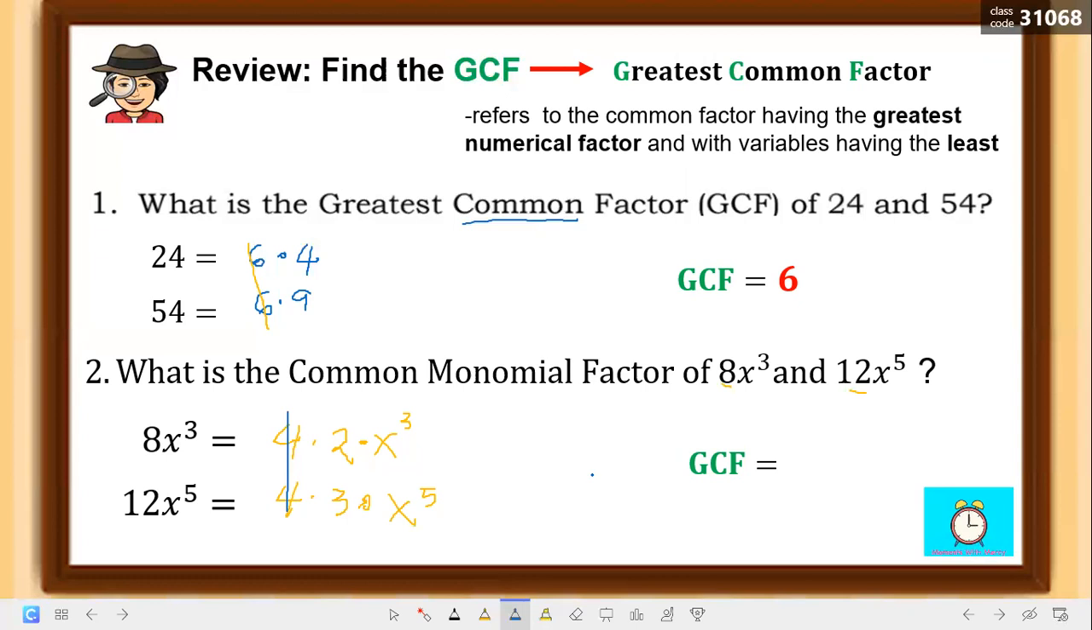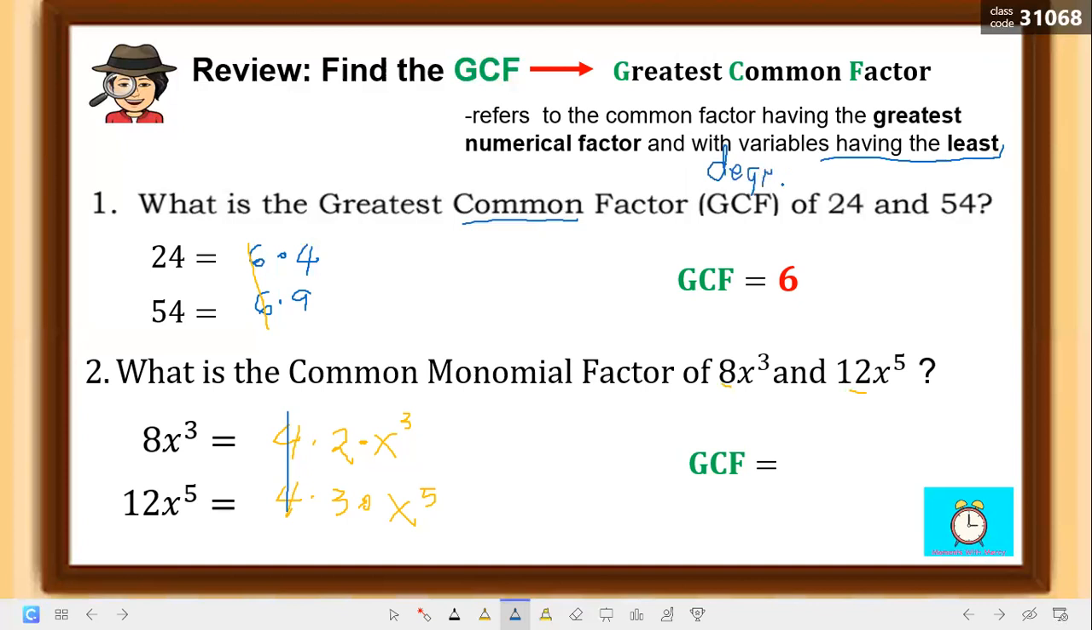O anyone? Any idea? Balikan natin yung definition kanina. The common factor having the greatest numerical factor. Ito na yon, yung 4. Paano yan? Meron siyang variable. Anong sabi doon kapag may variable? With the variables having the least degree. Degree, hindi siya nadagdag. O, ano yung least degree ngayon dyan?